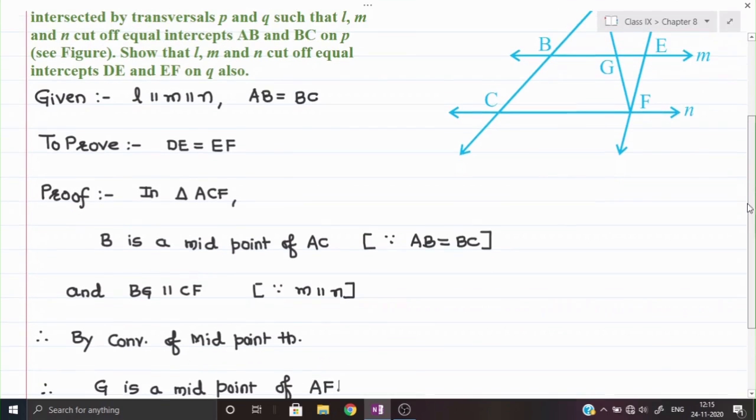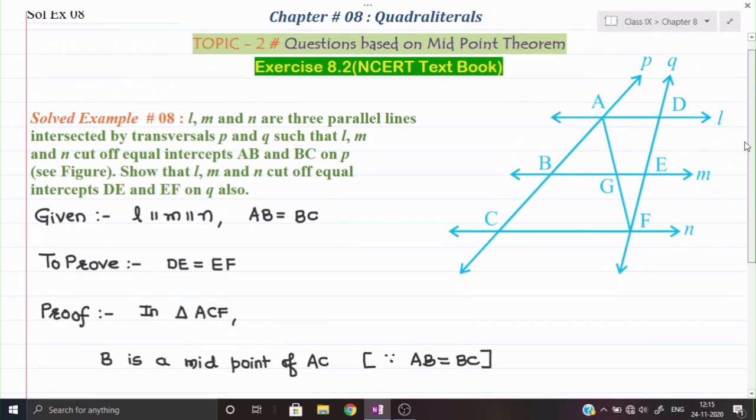Now see, once again I am taking another triangle. Same theorem we shall apply, converse of midpoint theorem, but it will be applied on a different triangle. Now look at the triangle AFD. AFD, you look at carefully. Okay, now in the triangle AFD, G is a midpoint of AF. Just now we have proved.